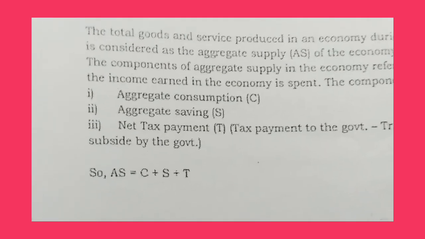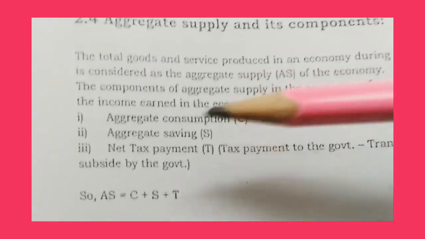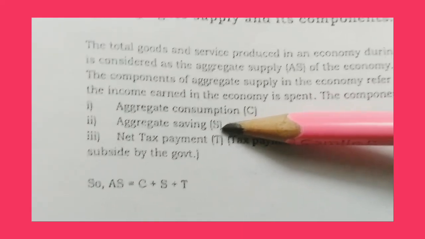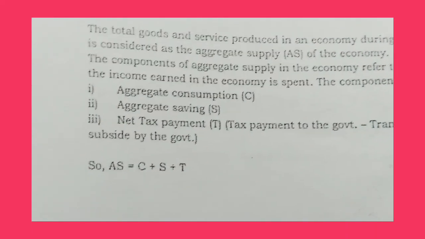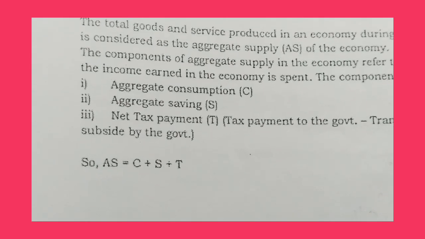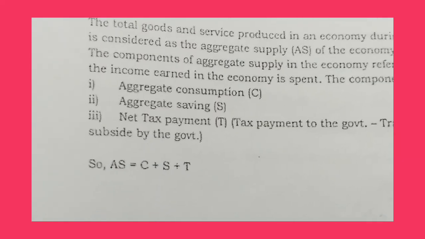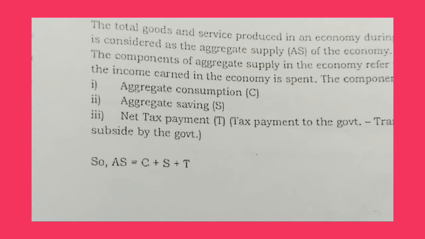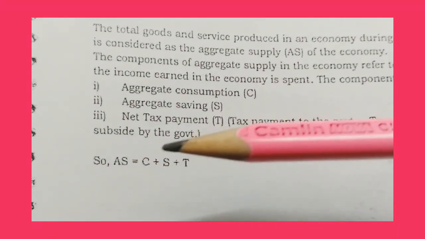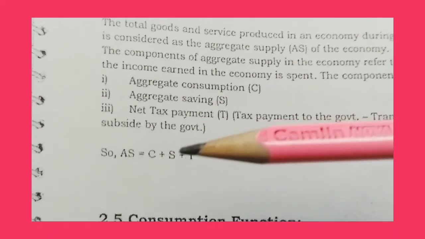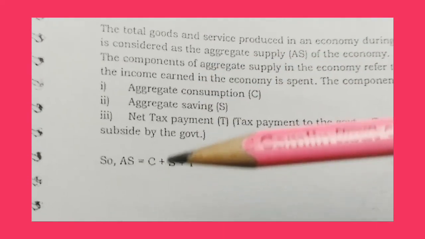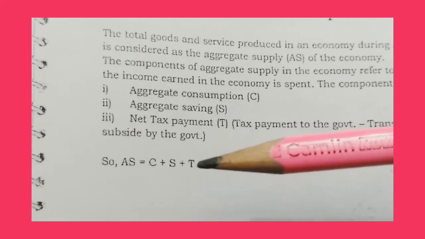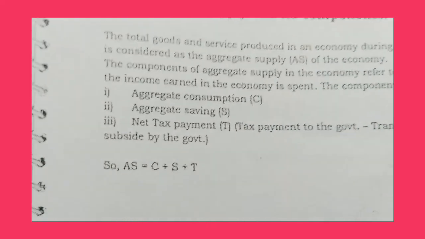So the components are aggregate consumption plus aggregate saving plus net tax payment, that is tax payment to the government minus transfer payments and subsidies by the government. So aggregate supply is equal to C plus S plus T. C is aggregate consumption, S is aggregate saving, T is net tax payment.